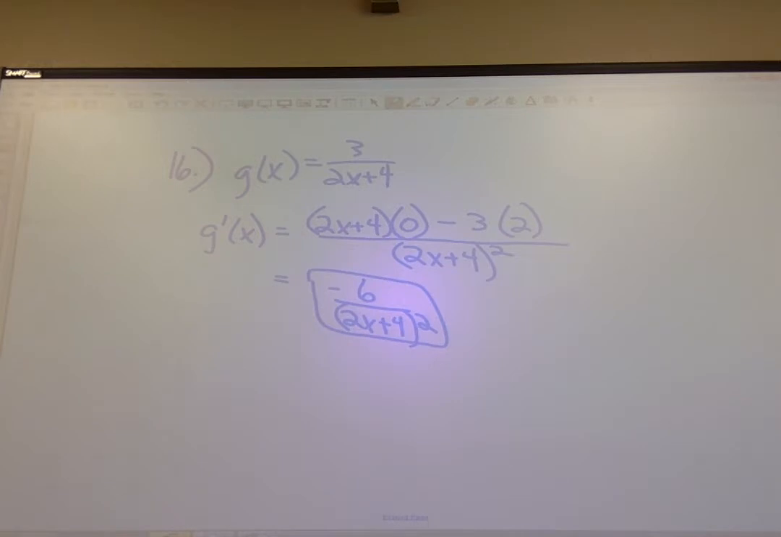Why don't I give you a minute to try 22 by the quotient rule? See if you can get it. 22.